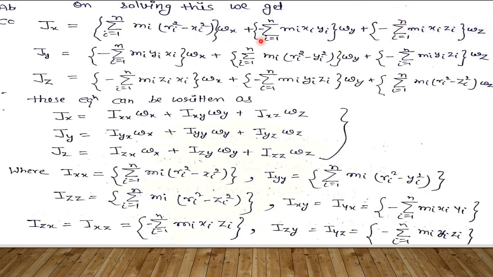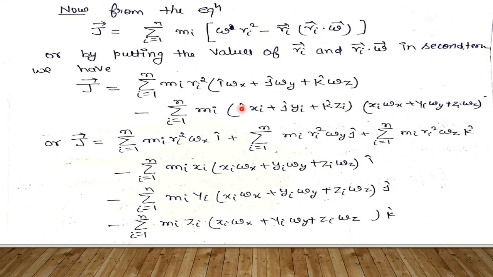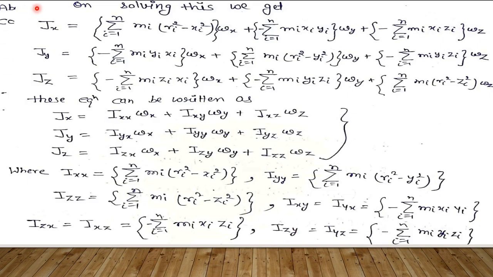We have taken this Jx term with this i cap, and this whole term will be in Jx. So taking this term and this term for Jx, this term and this j cap term for Jy, and this term and this term for Jz, we get the values of Jx, Jy and Jz.